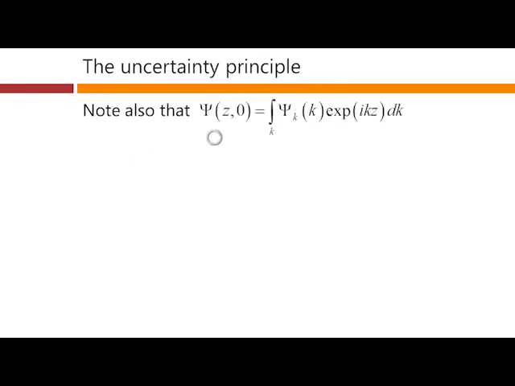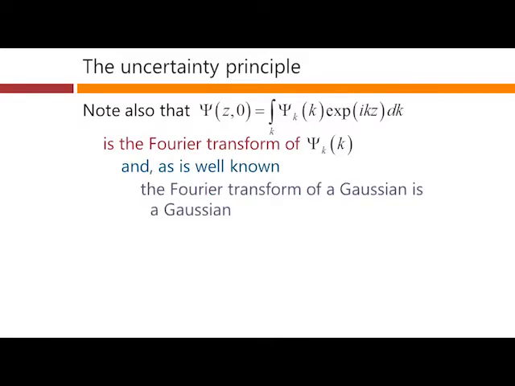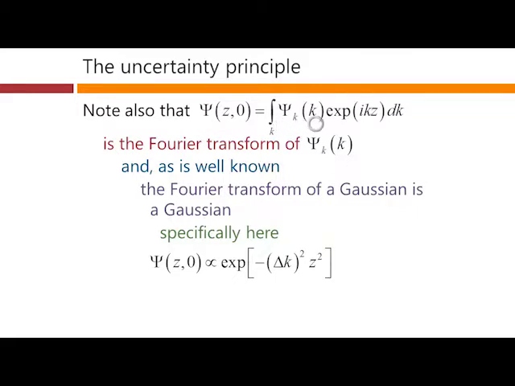Note also that the wave function expressed in space here is written down like this at time t equals 0. We saw that before. That is technically what is known as the Fourier transform of this function. And it's well known from the mathematics of Fourier transforms that the Fourier transform of a Gaussian is also a Gaussian. And that makes the Gaussian a very convenient function to work with here in our example. Specifically here then, the Fourier transform of this Gaussian function here, which is formally this expression, is this Gaussian now in real space, now as a function of z here.